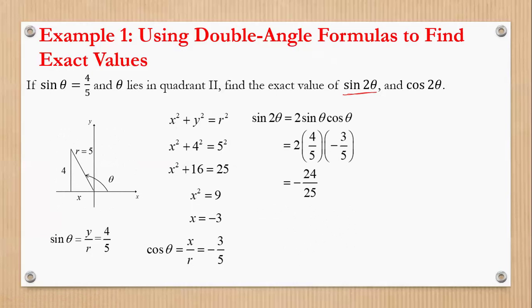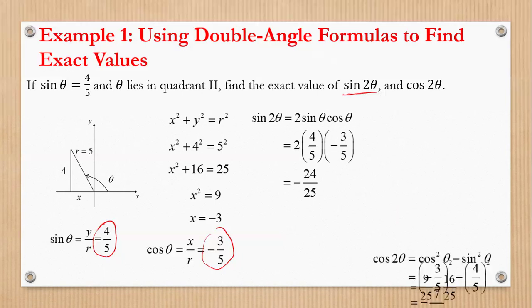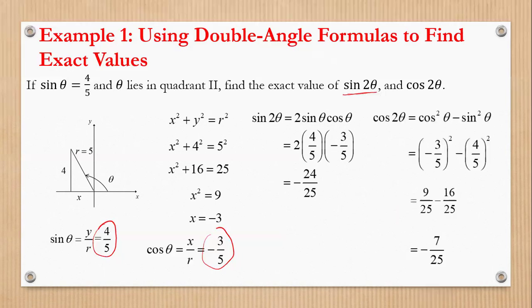To find the cosine of 2 theta, we have 3 different formulas. We can use either of them. It doesn't matter which one you use. You still get the same answer. You can use the first formula, cosine square minus sine square, because you have both the cosine and sine. You can use 1 minus 2 sine square, or you can use 2 cosine square minus 1. And the answer is negative 7 over 25.